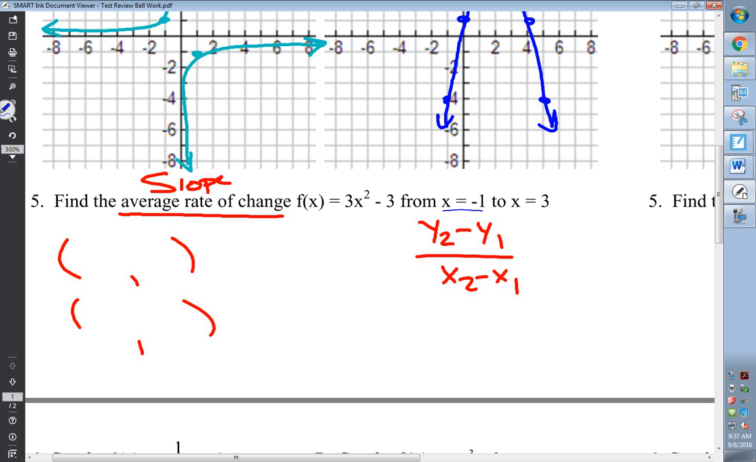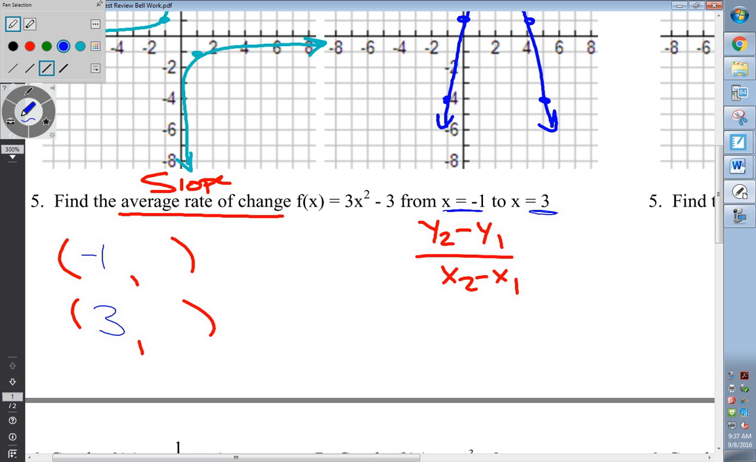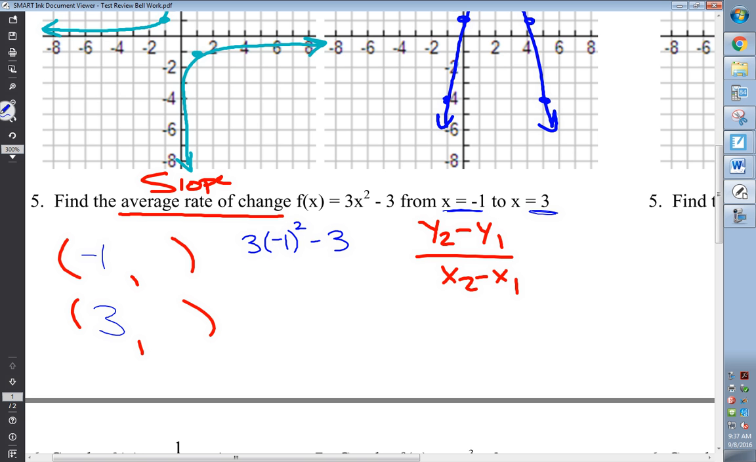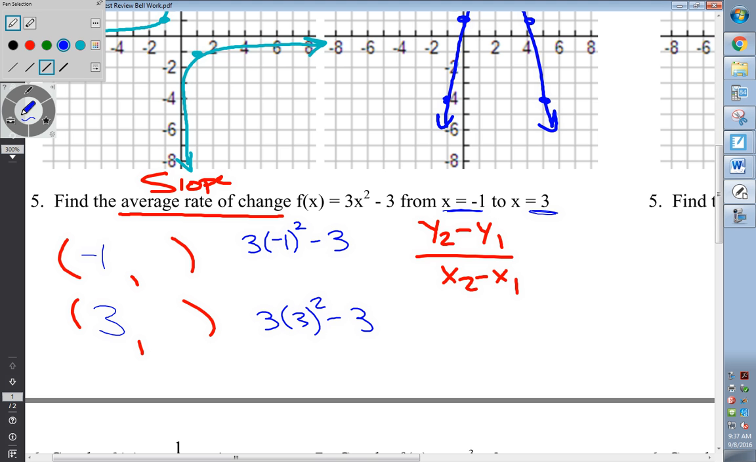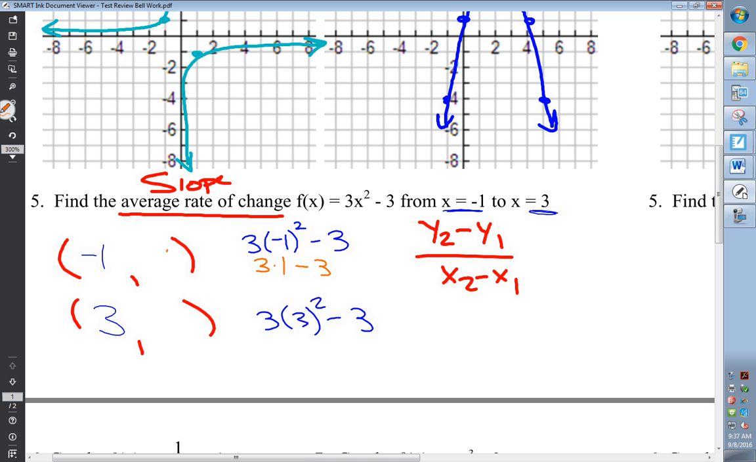I've got my x values right here, negative 1 and 3. Jasmine, what am I going to do to find my y values? Plug it in. So it's 3 times negative 1 squared minus 3. And down here I'm going to plug in 3 times 3 squared minus 3. Ramon, if I'm doing 3 times negative 1 squared minus 3, which part am I going to do first? Square it. What's negative 1 squared going to get you? 1. And then it's 3 times 1. 3 minus 3, 0. Okay, good.